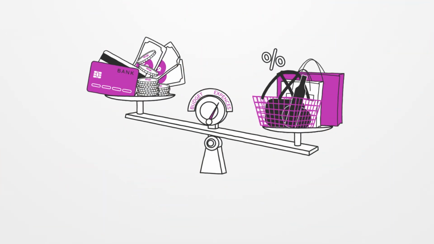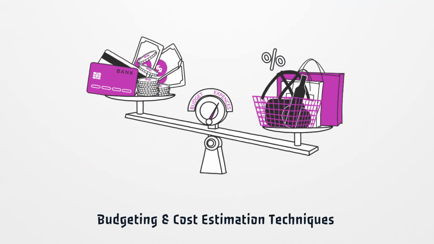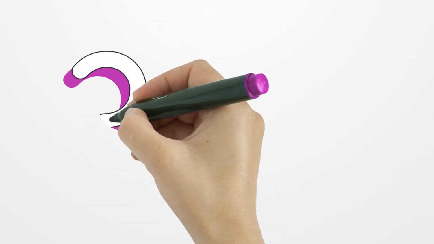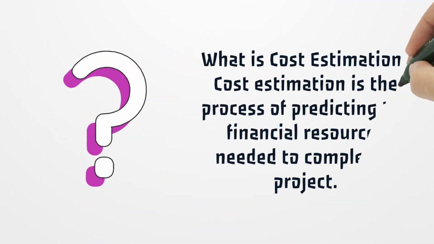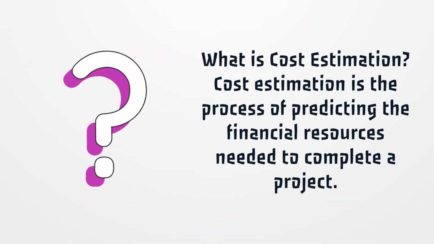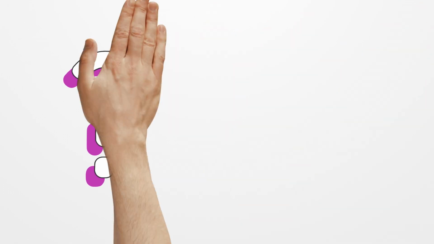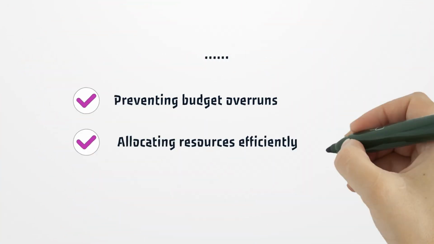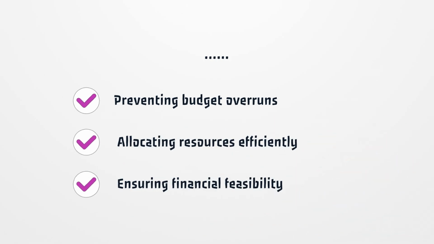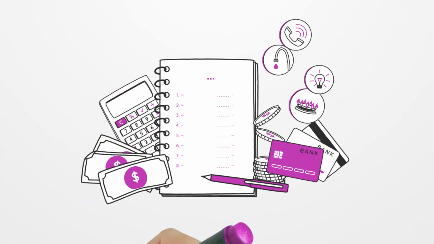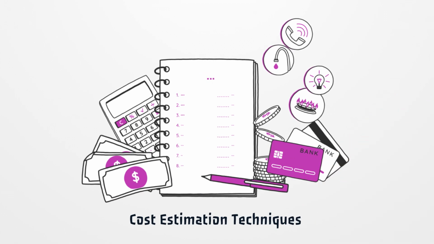1. Budgeting and cost estimation techniques. What is cost estimation? Cost estimation is the process of predicting the financial resources needed to complete a project. Accurate cost estimation helps in preventing budget overruns, allocating resources efficiently, ensuring financial feasibility. Cost estimation techniques. There are several techniques used to estimate project costs.